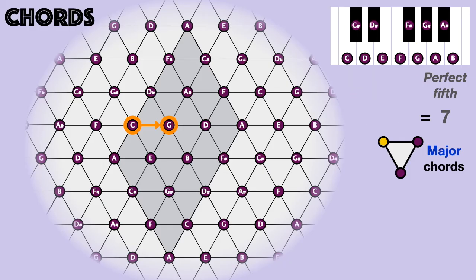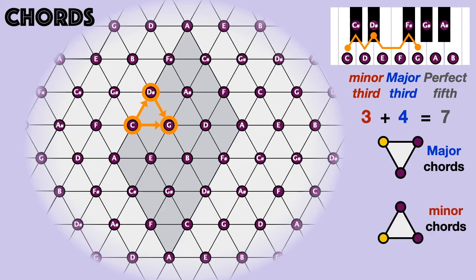But a perfect fifth is also the sum of a minor third and a major third. And those are precisely the intervals that define minor chords. Minor chords are then represented by triangles pointing up. Here, the note on the left corner is the root of the chord, and it is the same for the major and the corresponding minor chord.